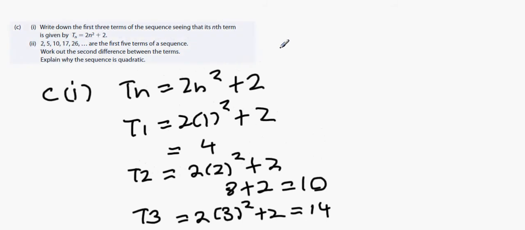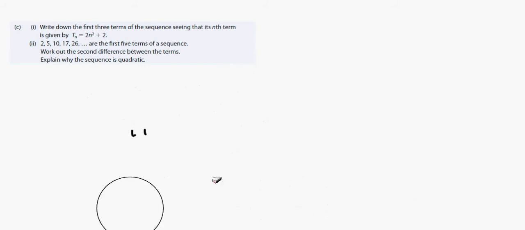First 3 terms done. Okay, next one. 2, 5, 10, 17, and 26 are the first 5 terms of a sequence. Work out the second difference between the terms. Explain why the sequence is quadratic.